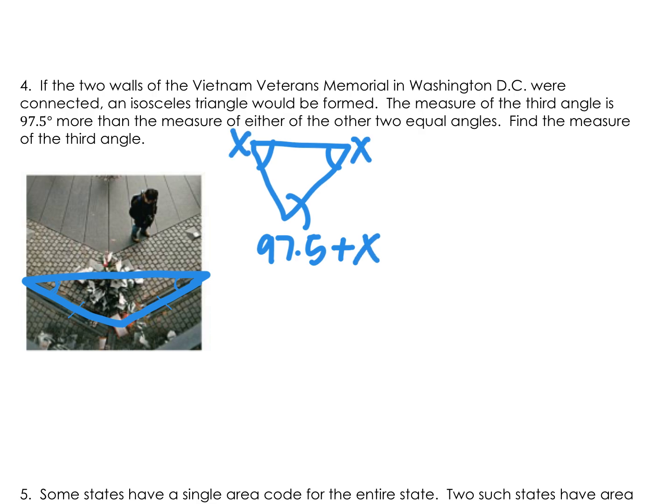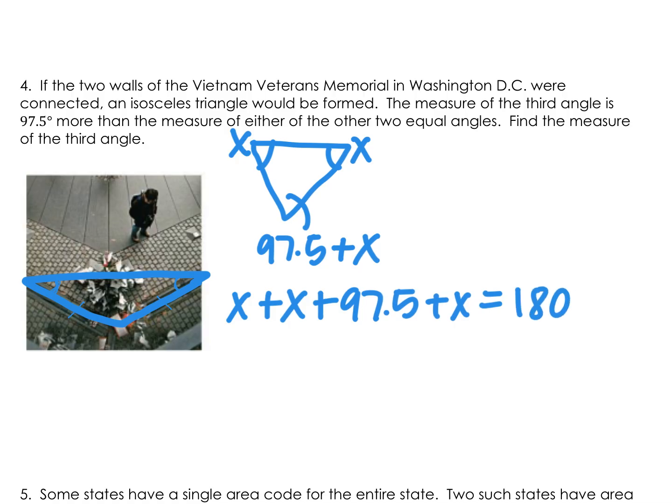So if I make the other two angles x, they're both the same, so they can both be x. Does that make sense? Because if x was 15, they'd both be 15. That's fine, okay? And so the two equal angles are x. The third angle is 97.5 degrees more than the two equal angles, so more than x, okay? And we established that triangles have 180 degrees. So we're going to add up all of these, x plus 97.5 plus x equals 180 degrees.